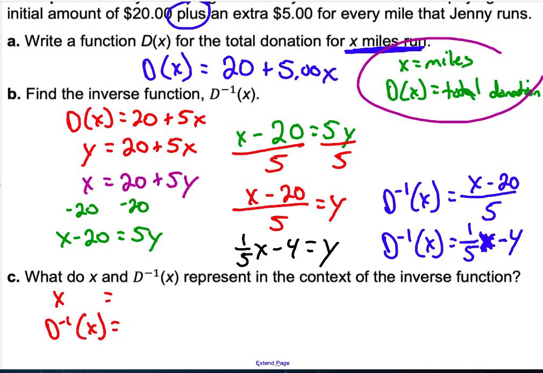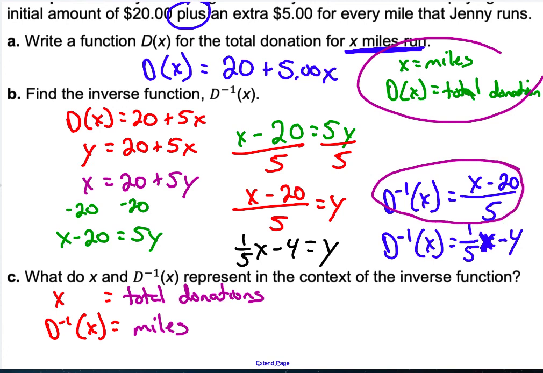So now my x is the total donations, and D inverse of x is the number of miles. So we can now use this new function to plug in the total donations and work it backwards to figure out, okay, how many miles would they have to run in order to earn that amount of money? All right, hopefully that gives you an idea of how to use these inverse functions with our word problems. And now it's going to be your turn to give it a try.